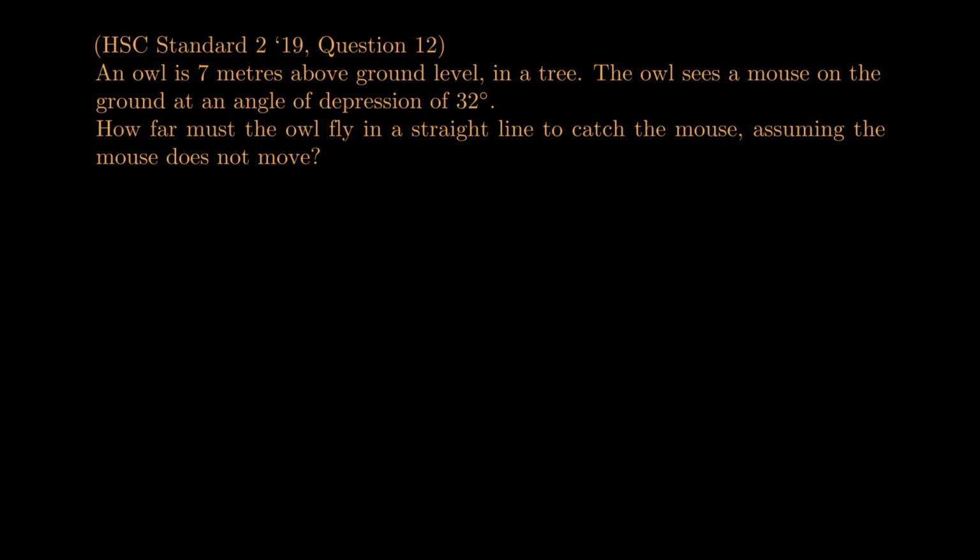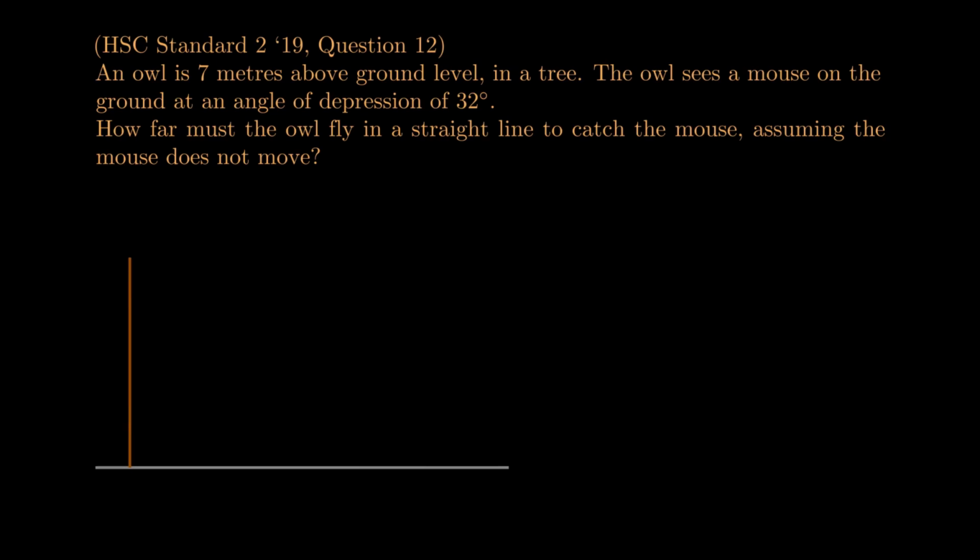It says an owl is 7 meters above ground in a tree. There's a mouse at an angle of depression of 32 degrees, because this owl is special, it knows numbers. And we're asked for how far the owl needs to fly in a straight line to catch this mouse, who is presumably already dead or paralyzed. So let's draw a quick picture.